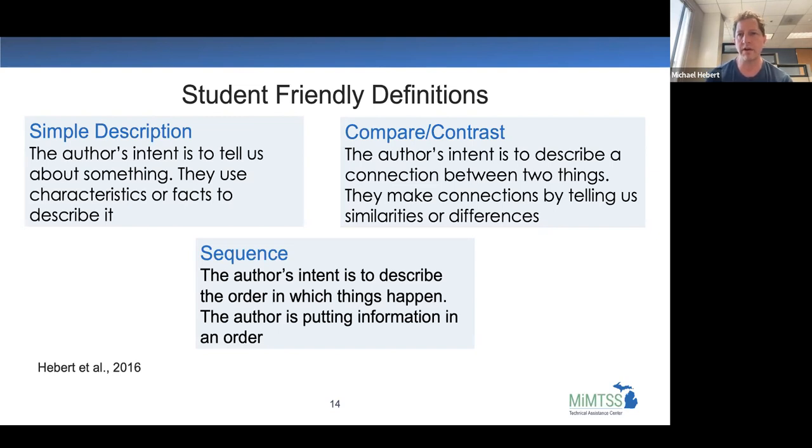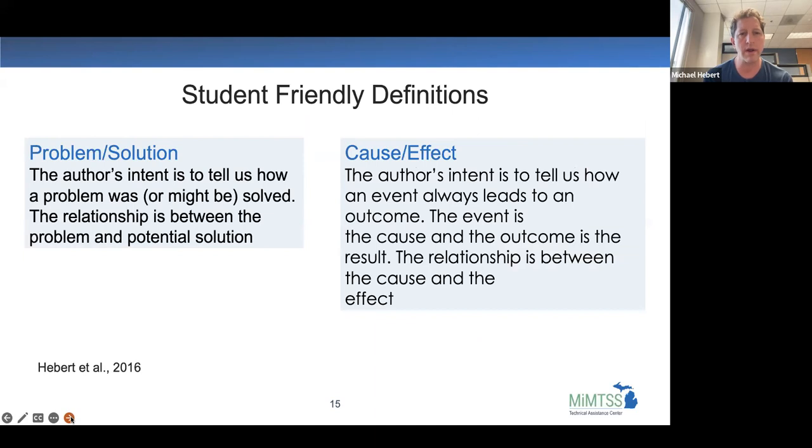Whereas in compare and contrast, the author's intent is to, I lost my cursor there for a second, is to describe a connection between two things. They make connections by telling us similarities and differences. And so we really keep these definitions simple. We can pair them with the icons, and those things have been shown to be effective in helping kids really understand the concepts behind the text structure. Here are a couple more around problem solution and cause effect. I'll just let you guys read those for a second.